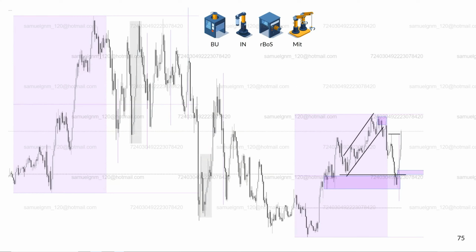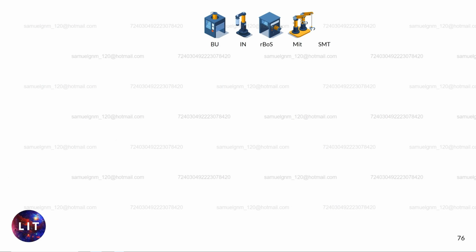So next thing though, in the line, we have the build up, inducement, relevant break of structure. And now we marked out our mitigation zone, or at least potential mitigation zone. The next thing on the simplicity approach is smart money trap.